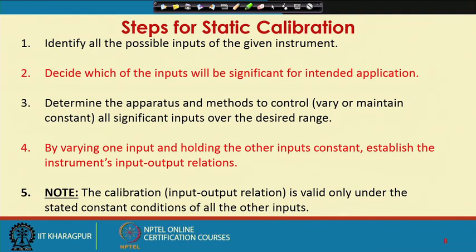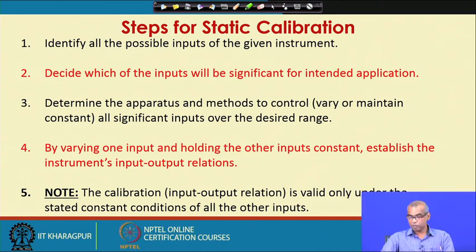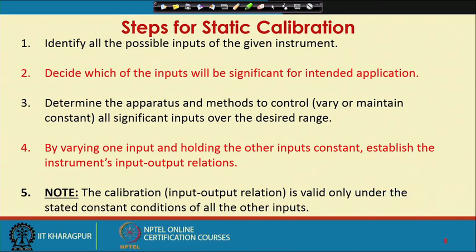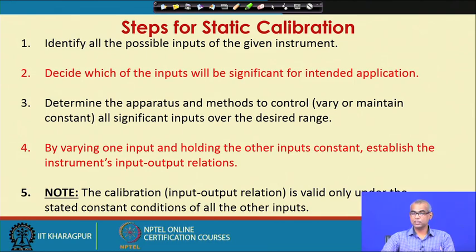Let us note that the calibration, or this input output relation that you have obtained, is valid only under the stated constant conditions of all the other inputs. So, the calibration should be used only under the stated constant conditions of all other inputs. So, there will be a range over which this calibration will be working.